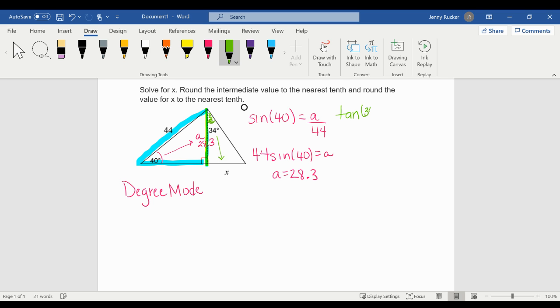So that's tan of 34 equals x, because it's the opposite, over 28.3, which is that value we found by doing sine. Now we'll cross multiply. So we get 28.3 tan of 34 is equal to x. We'll do 28.3 tan of 34 in our calculator, and we get x is approximately 19.1. That's been rounded to the nearest tenth because we really got 19.088, so we round it to 19.1.